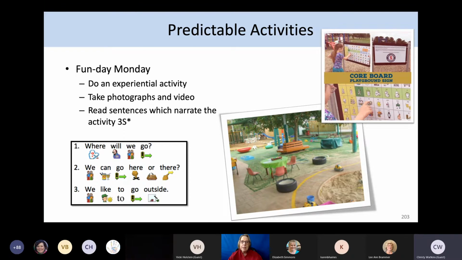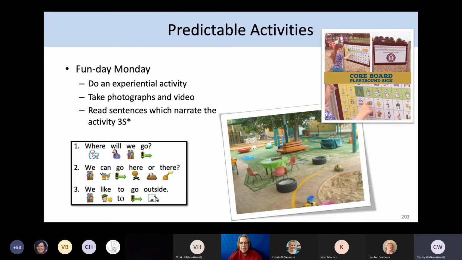And they start reading sentences that she has pre-created. This is a visual support material she would have created that sort of narrates generically their activity. Like, where will we go? We'll go here, we can go here, or we could go there. And we like to go outside. A question, another question. We could go here or there. That could be a statement or a question. And we like to go outside.